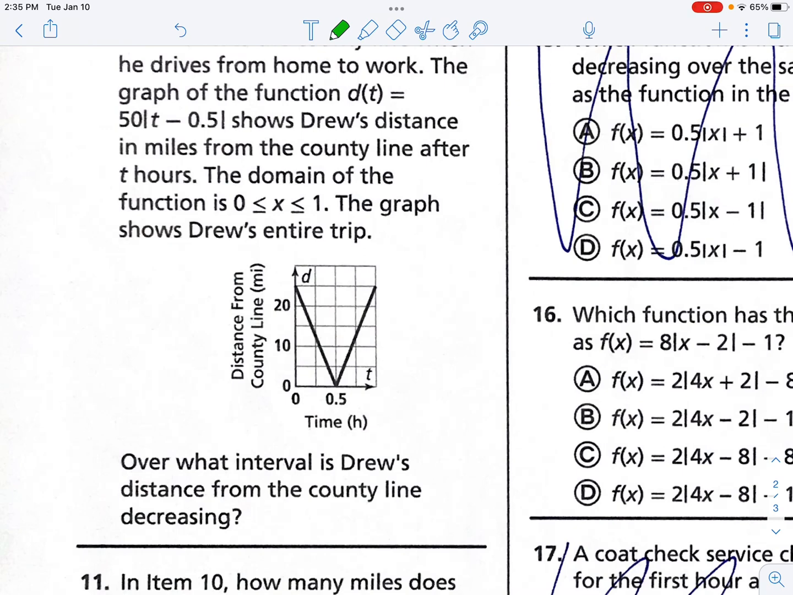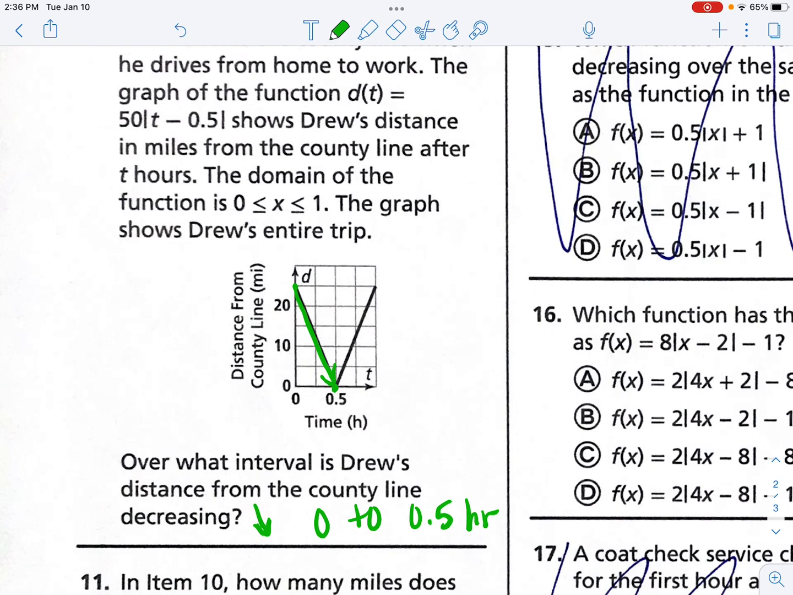Now, we didn't really talk about that, but I just kind of wanted to point this out because we are going to need it for number 11 here in a second. Decreasing is obviously going down, right, from left to right, like we read. So I can see here, from left to right, it's right there. So from 0 to a half hour, his distance to the county line is getting smaller, where at the half hour mark it looks like is whenever he reaches the county line, and then his distance is going to start increasing again because he's driving away from it.